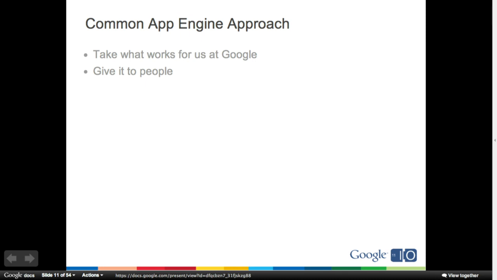So the way we work at App Engine, we usually take something which we already have at Google, and which works for Google, which works for us, and we give it to you. We give it to our developers. We bundle it somehow, and we give you access to that same set of technologies. And this is exactly what we wanted to do with MapReduce.